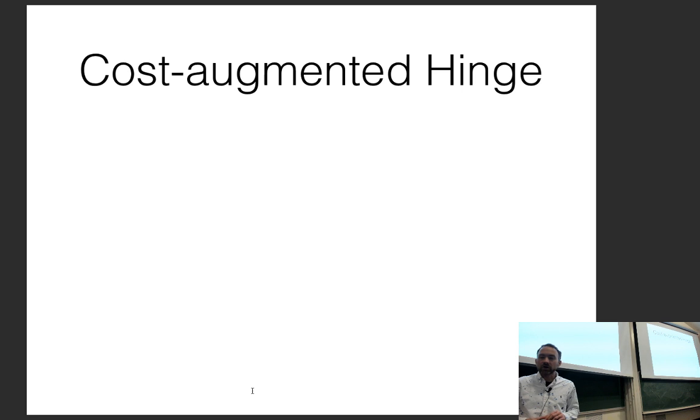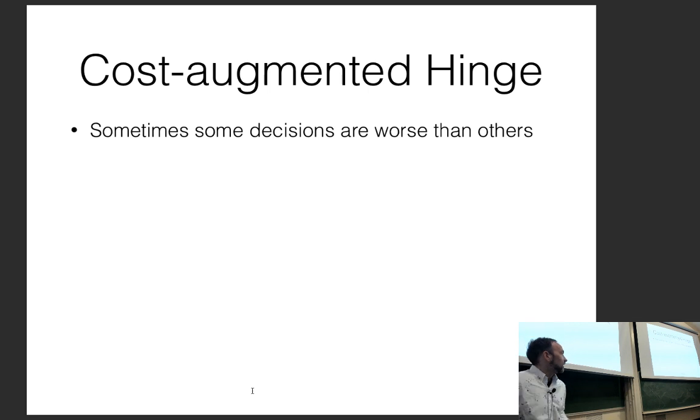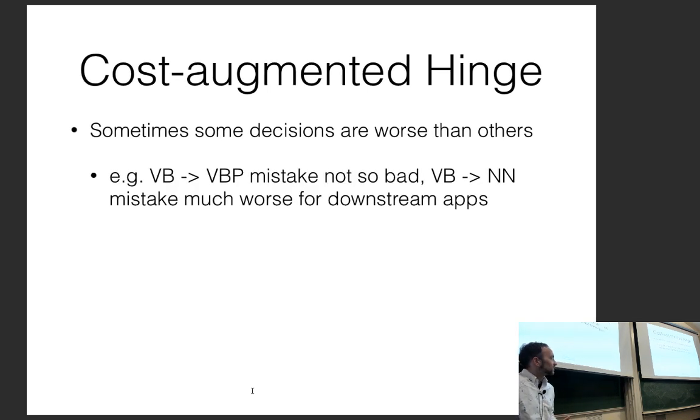So there's another thing called cost-augmented hinge loss. This was mentioned in the reading briefly, but I'd like to give a more intuitive example. So sometimes some decisions are worse than others. The typical example of this in your generic machine learning class is overdiagnosing or underdiagnosing people for cancer, and which one is a bigger problem. To give an NLP-related example, you have a verb versus VBP mistake. So these things are very similar in their usage patterns. But let's say you had a verb to a noun mistake. This might mess up your whole sentence structure.